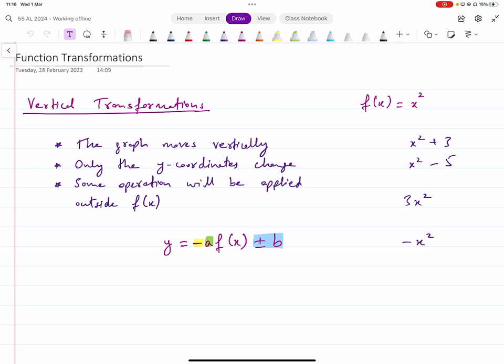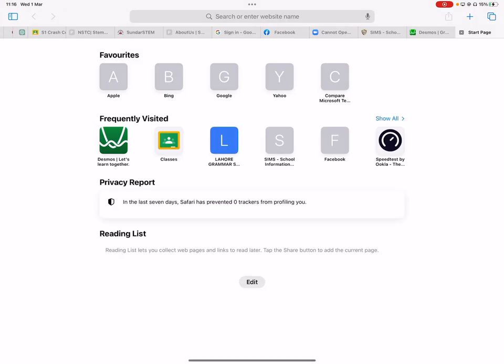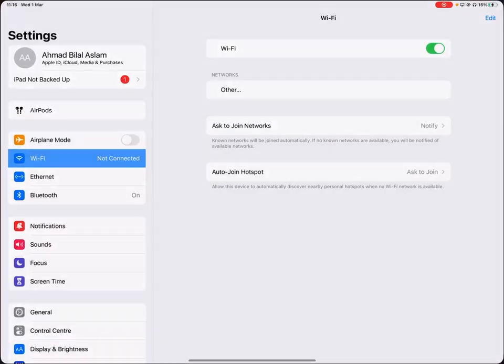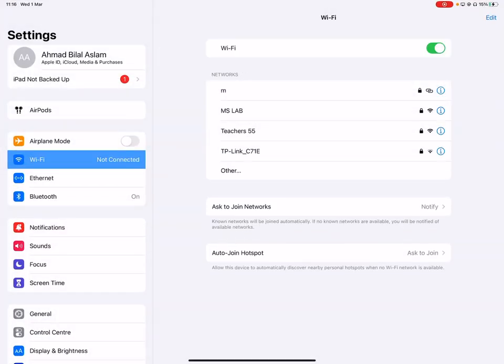Then we looked at how these transformations are relevant for functions. Functions से किस तरह से connect करेंगे इनको? So we looked at one function in particular, that was f of x equals x squared. And we saw how that function moves vertically for each of those different transformations.